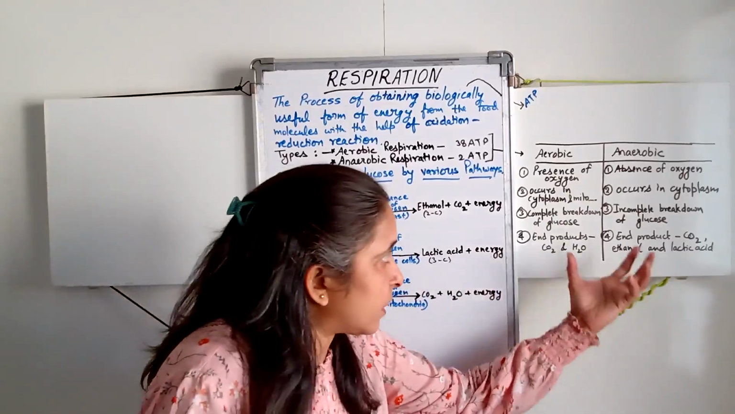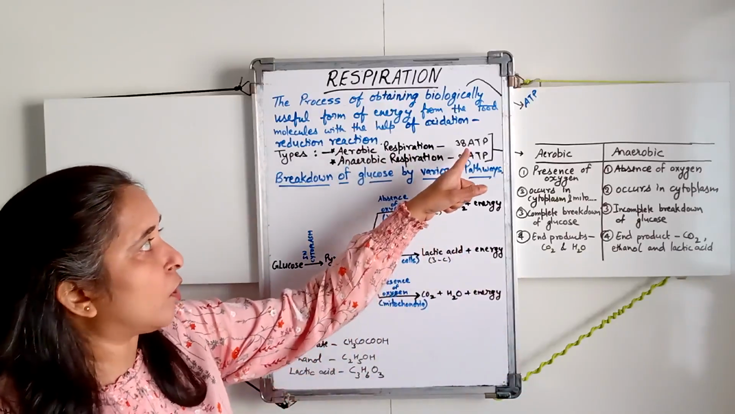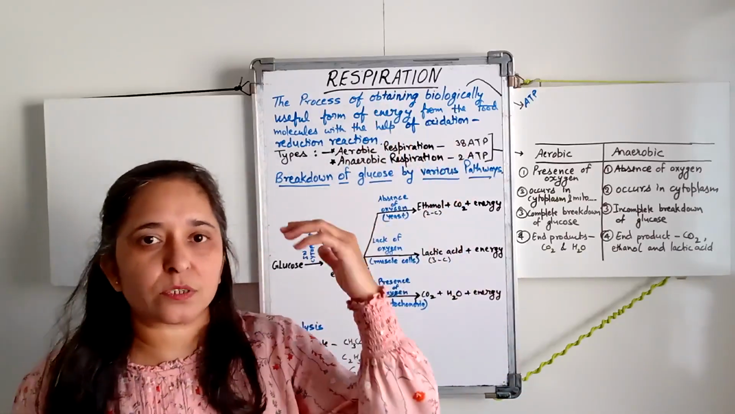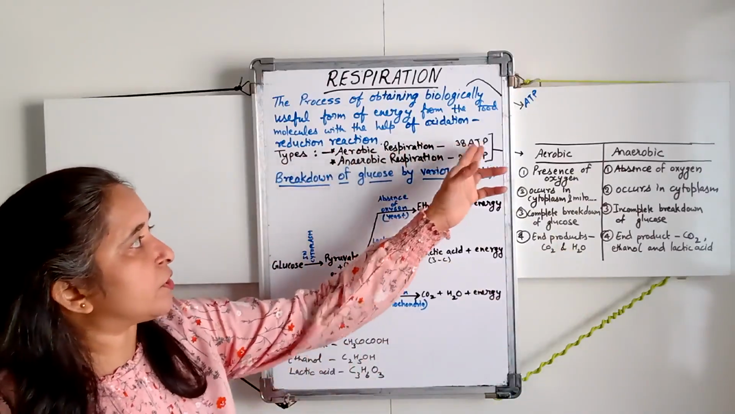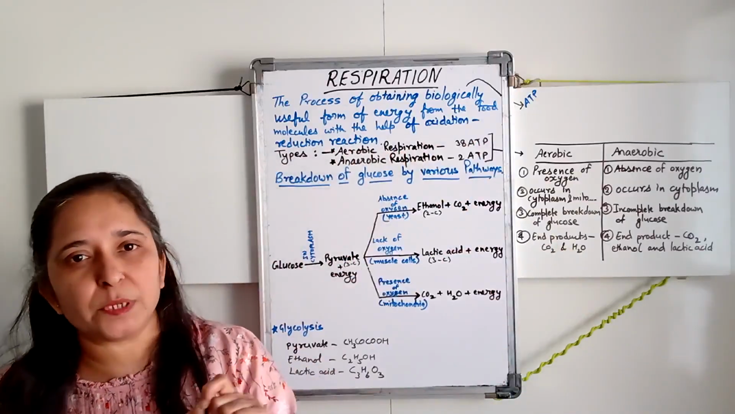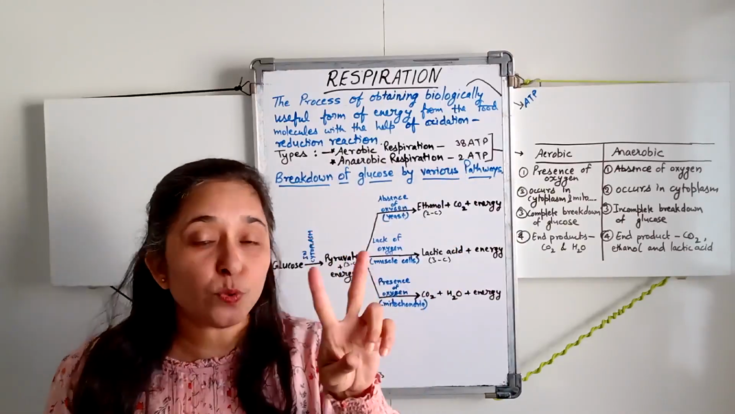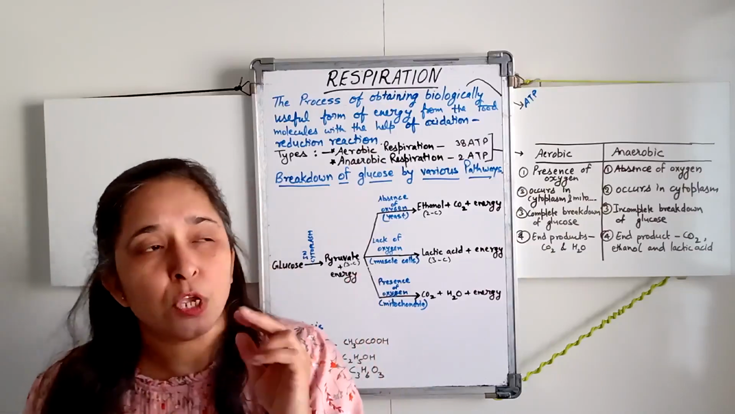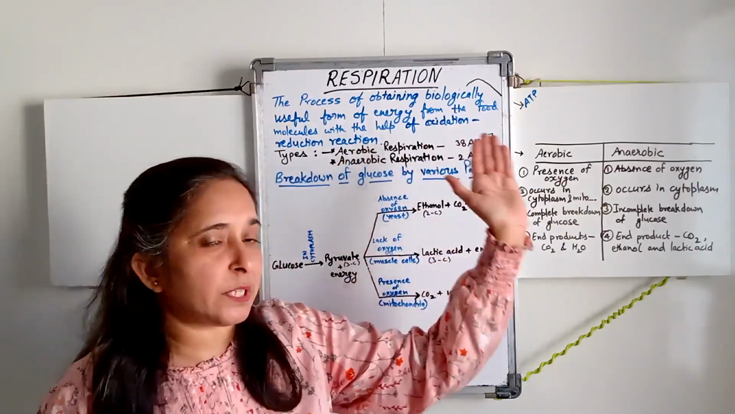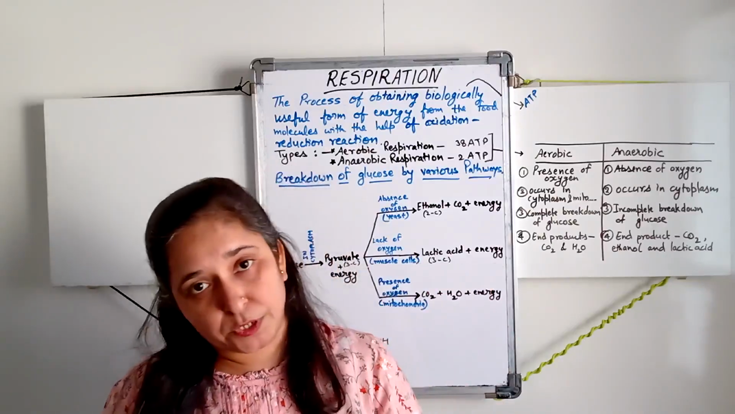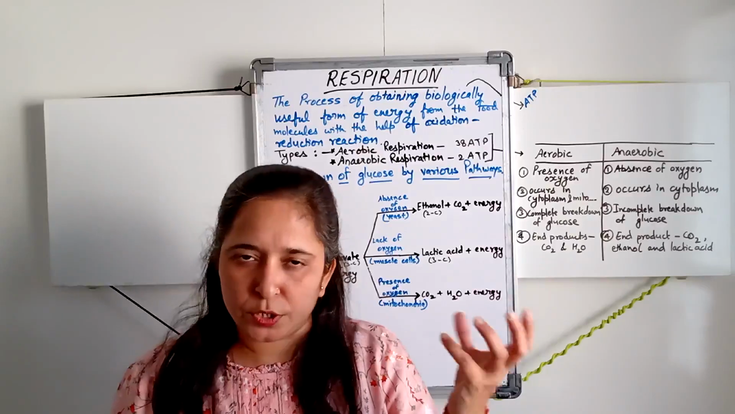And if I look at which is the most efficient respiration, it is the aerobic one, because after complete oxidation, after complete breakdown of the glucose, aerobic respiration gives 38 ATP molecules. But in the case of anaerobic respiration, only 2 ATP molecules are produced. So if we compare, aerobic respiration is more efficient because it produces a larger amount of energy, that is 38 ATP molecules.